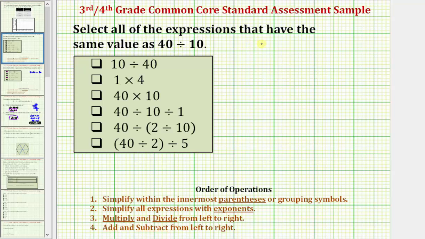We're asked to select all the expressions that have the same value as 40 divided by 10. So our first step is to determine what is 40 divided by 10. This is asking us how many 10s are there in 40, and because there are 4 10s in 40, or because 4 times 10 equals 40, this quotient is equal to 4, which means we're looking for all the expressions here that have a value of 4.